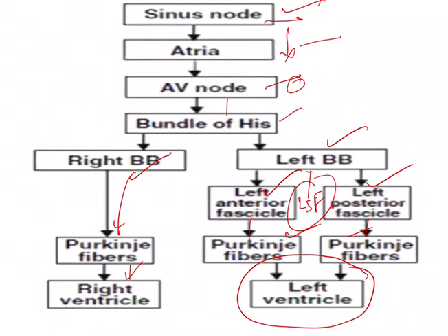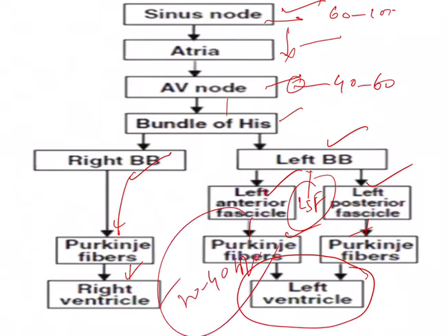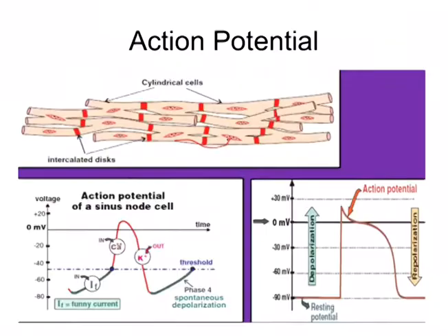So the SA node has a capacity of firing at 60 to 100 beats per minute. The AV node has 40 to 60, and the Purkinje system has 20 to 40 beats per minute firing capacity.